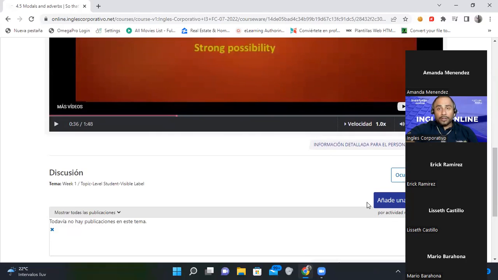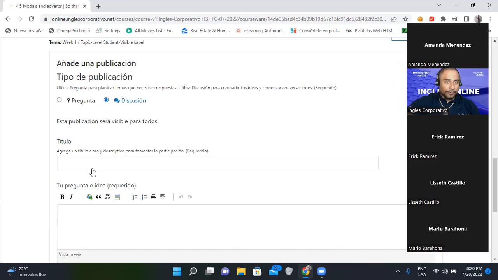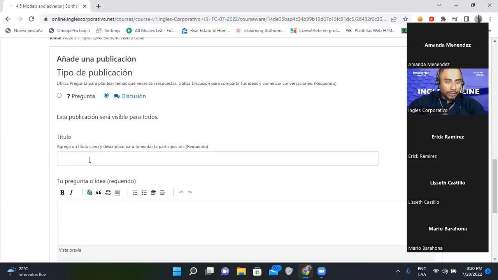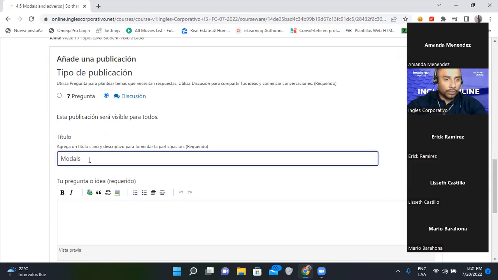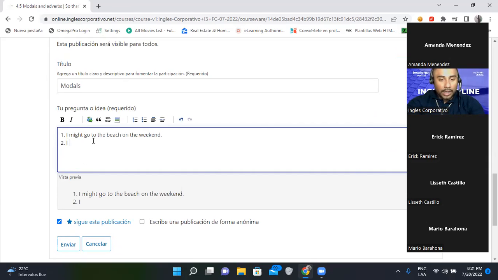So you're going to go here where it says añade una publicación. You're going to click here and you're going to write five examples. For example, might. I say here, título, you're going to put modals. All right. For example, number one, I might go to the beach on the weekend. Number two, I must pay my bills. Okay, you're going to give me five examples.